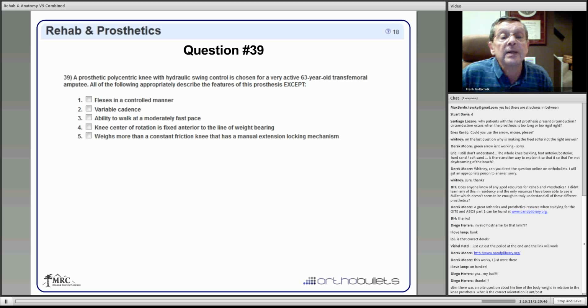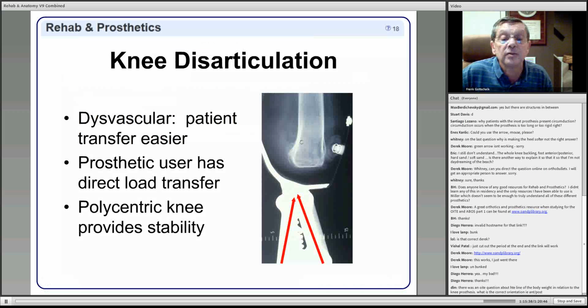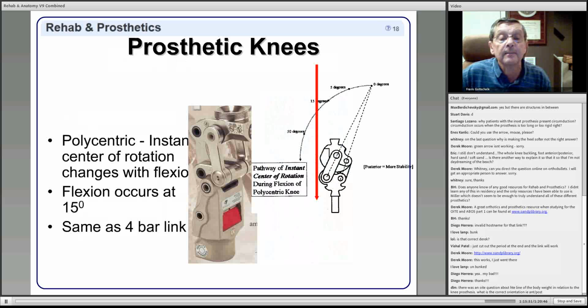A prosthetic polycentric knee with hydraulic swing control is chosen for a very active 63-year-old transfemoral amputee. All of the following appropriately describe the features of this prosthesis, except, again, we're looking for the wrong answer. Now, knee disarticulation in dysvascular patients allows for easier transfer. Prosthetic user has direct load transfer, and polycentric knee provides stability.